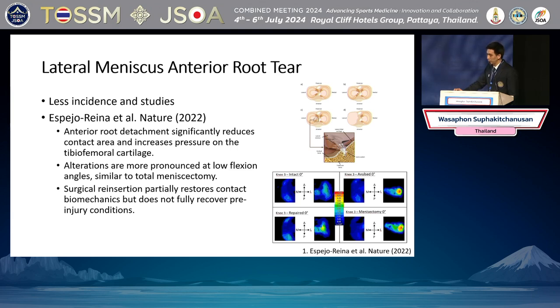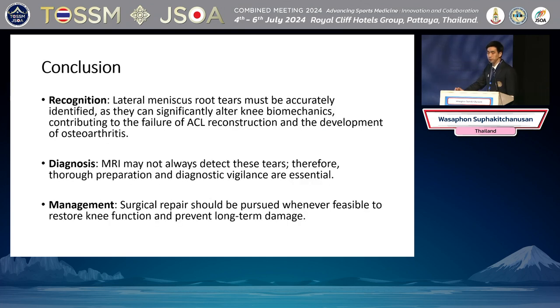Therefore, careful attention should be paid to the proper diagnosis and treatment of detachment of the anterior root, and the altered anterior knee contact may induce similar degenerative problems to the cartilage as with completely detached posterior root. So, in conclusion, lateral meniscus root tears must be accurately identified as they can significantly alter the knee biomechanics, contribute to the failure of ACL reconstruction and the development of osteoarthritis.